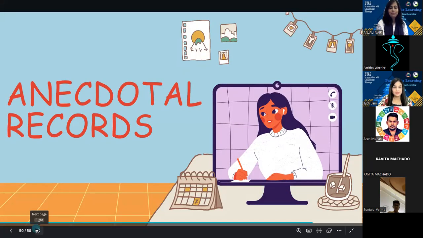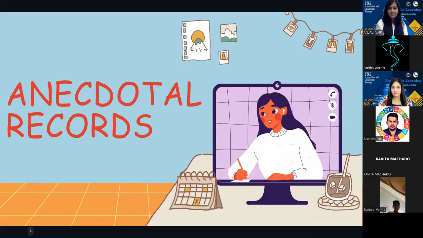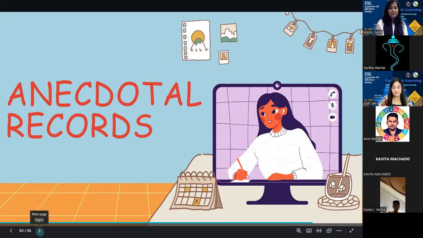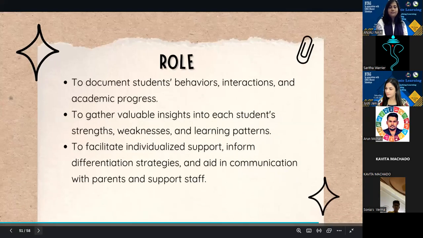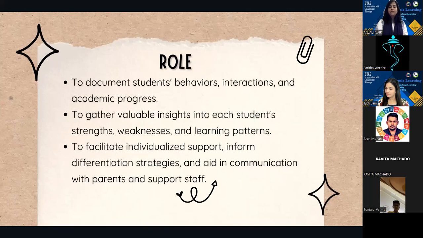Now let's come to anecdotal records. That's the last part of our agenda today. So what are anecdotal records? I already told you before, but still. What's the role? It's to document students' behavior, his or her interaction with other students and teachers in the classroom, and academic progress. So to document all these, you need anecdotal records.